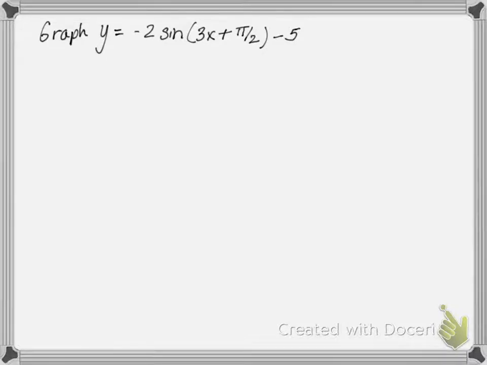Okay, we're going to graph y equals negative 2 sine (3x plus pi over 2) minus 5 without Desmos. Step 1, I'm going to do these problems in steps. So step 1, we're going to find the period. Remember, the period formula is 2 pi over the absolute value of b.